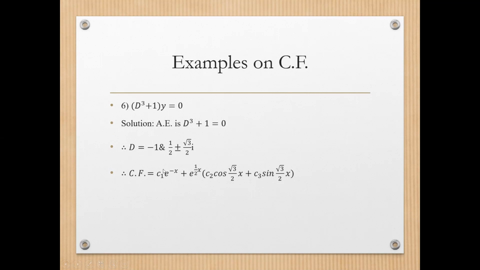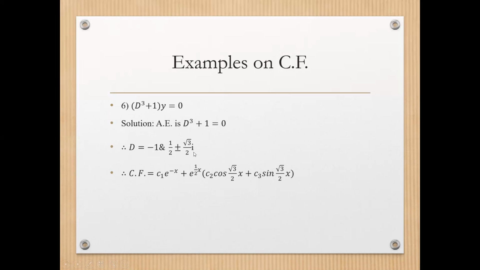See here, this polynomial has 3 roots. The root -1 is real because there is no i part, and the other two are complex conjugate roots. So first we write the complementary function related to the real root. Here -1 is a real, distinct root, so corresponding to -1, the complementary function is c1 e^(-x).